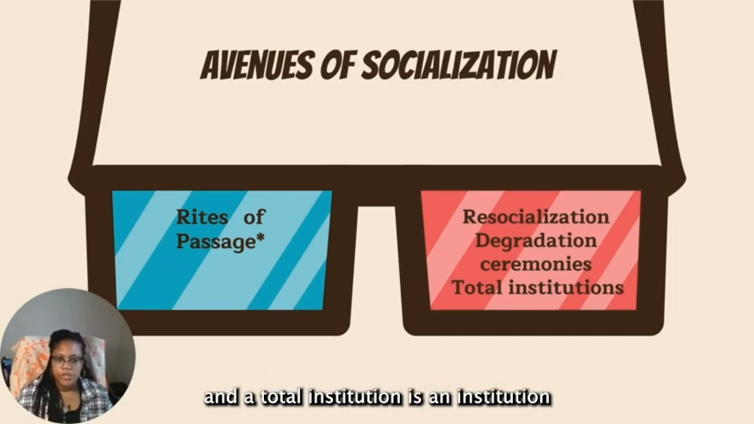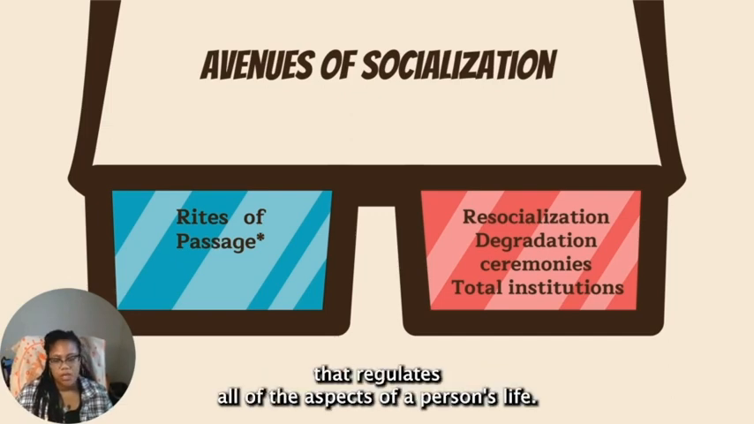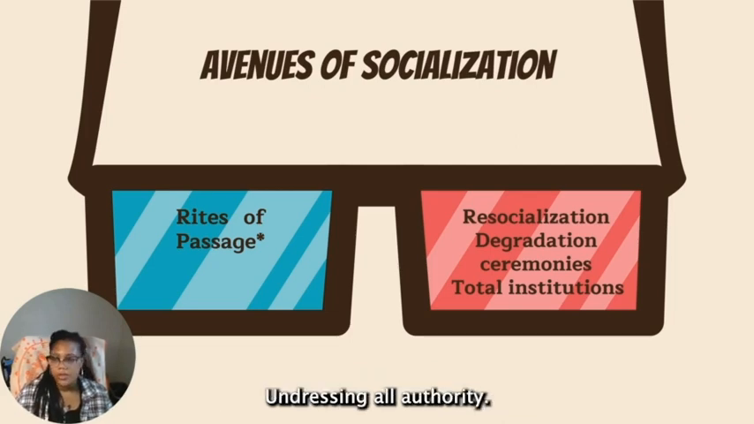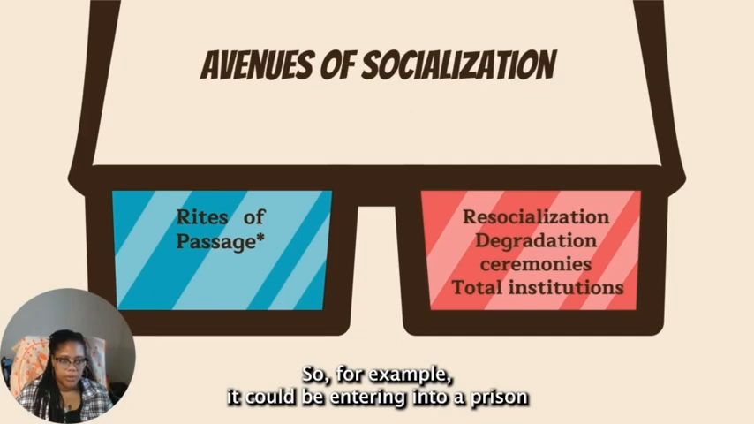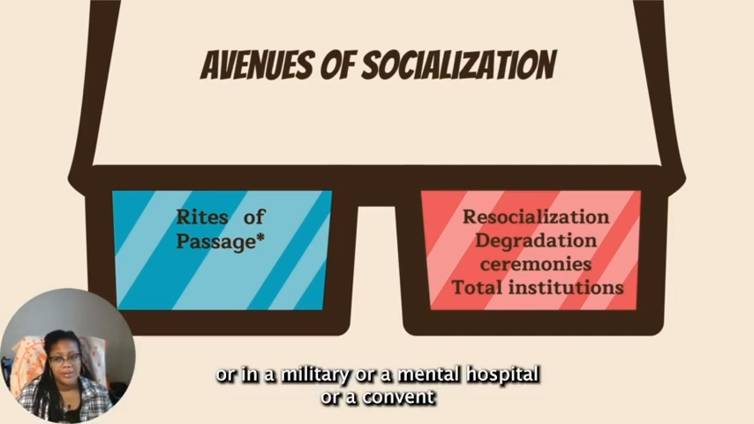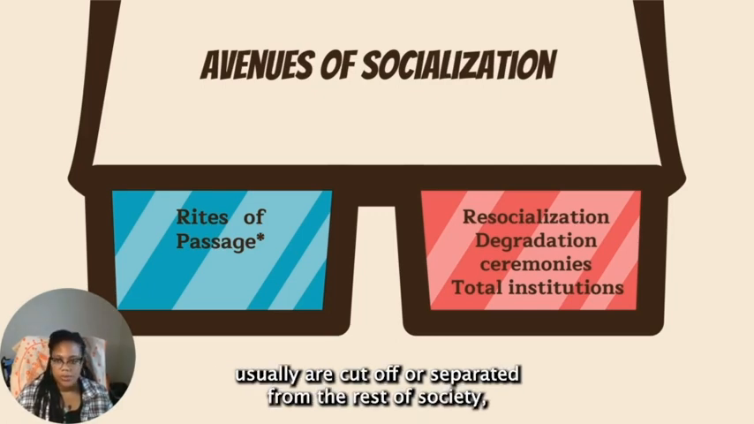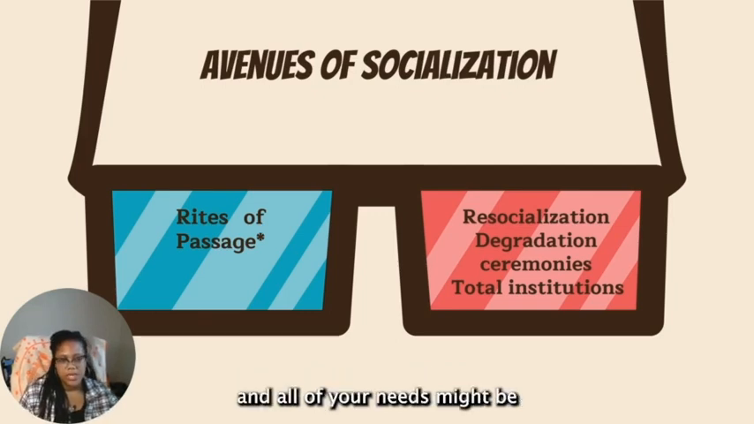And a total institution is an institution that regulates all the aspects of a person's life under a single authority. So, for example, it could be entering into a prison or the military or a mental hospital or a convent. Usually, you're cut off or separated from the rest of society, and all of your needs might be taken care of within that entity.